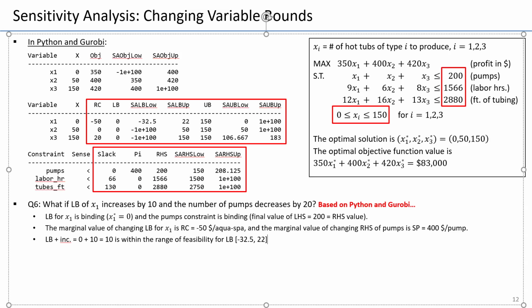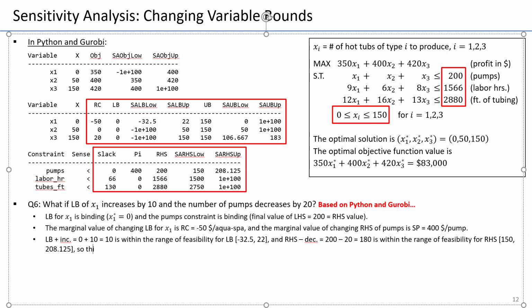And also, the right-hand side minus the decrease. We're decreasing the right-hand side of pumps by 20. So the right-hand side, which is 200, minus the decrease of 20 equals 180, is within the range of feasibility for the right-hand side, which is shown here. This is from 150 to 208.125. However, if you remember, we're changing 2 parameters, not just 1.